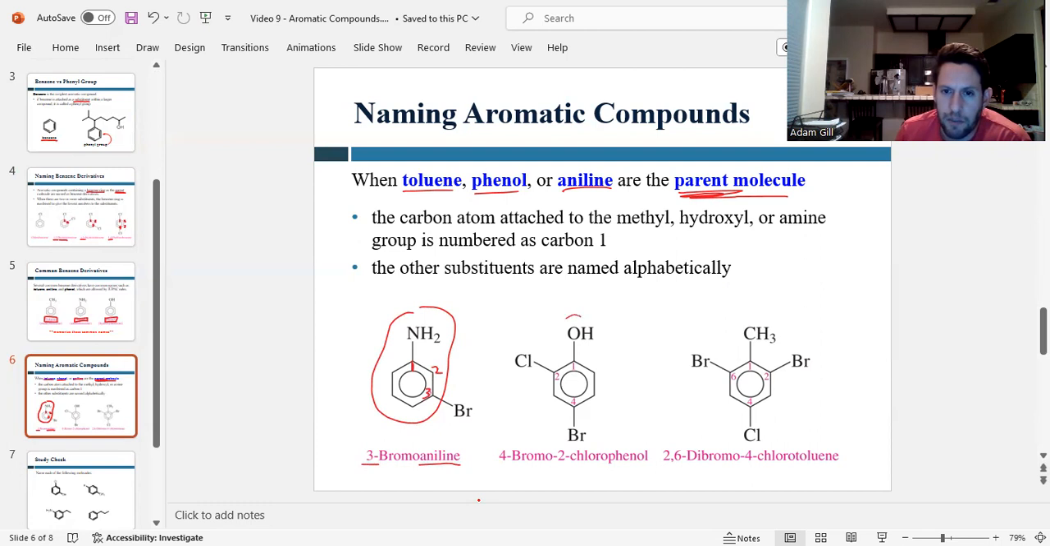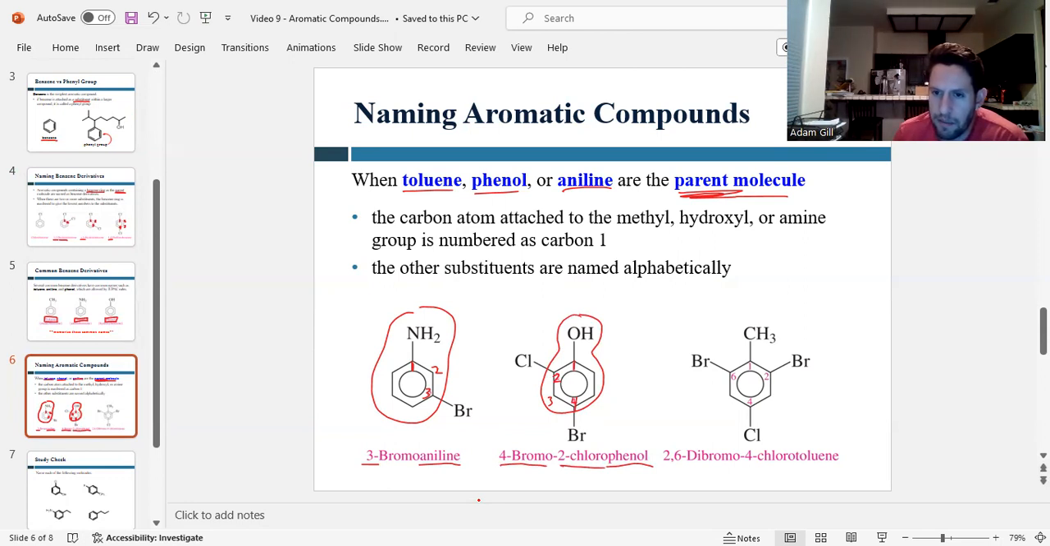In this molecule here, this is the parent. The OH on a benzene is known as phenol. And so we give that carbon number 1 by default. And then to give everything the lowest numbers possible, that's carbon 2, that's carbon 3, and this is carbon 4. And so this would be 4-bromo, 2-chloro in alphabetical order.